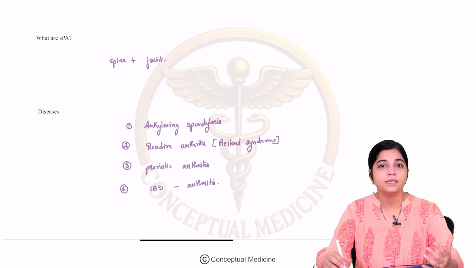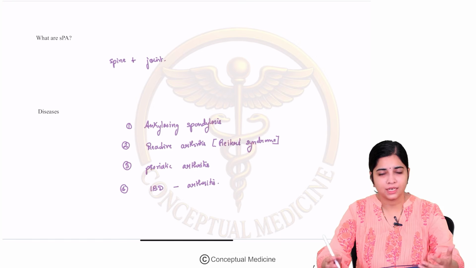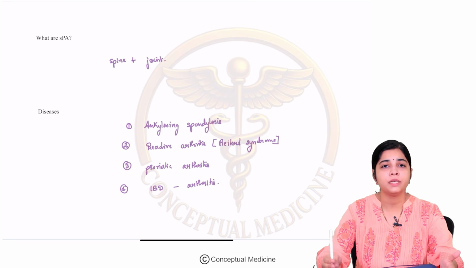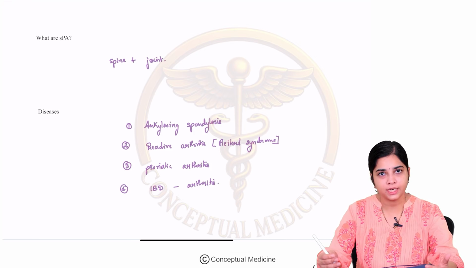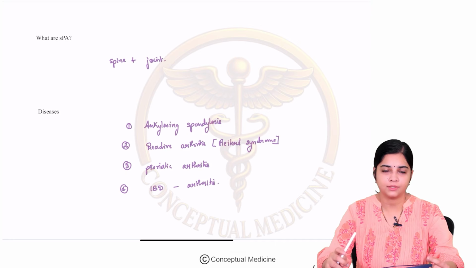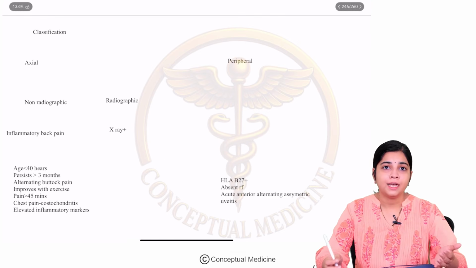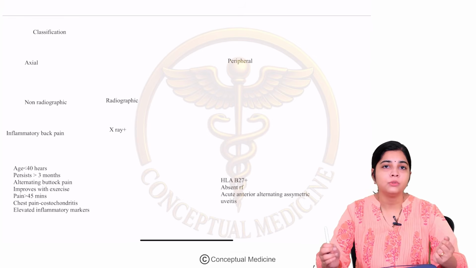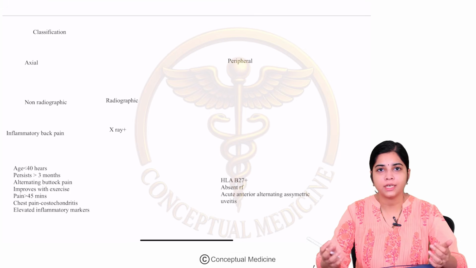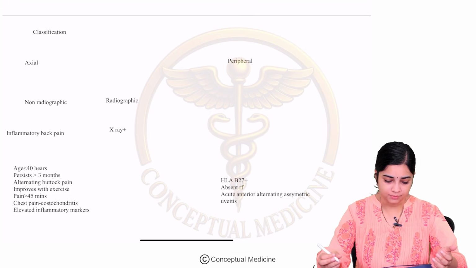So, the older name that we used, ankylosing spondylosis, has now been grouped under spondyloarthropathies along with reactive arthritis, psoriatic arthritis and IBD-associated arthritis. Clear? Okay. What we have to know is that a new classification system has been proposed to help us understand what exactly these spondyloarthropathies are.